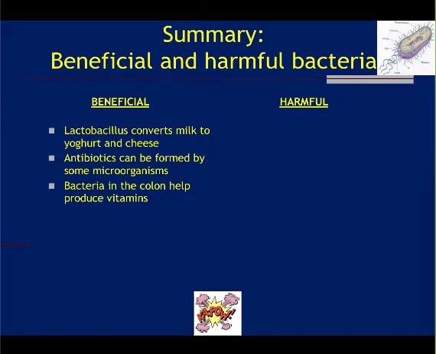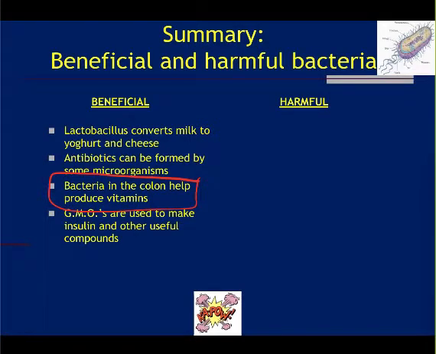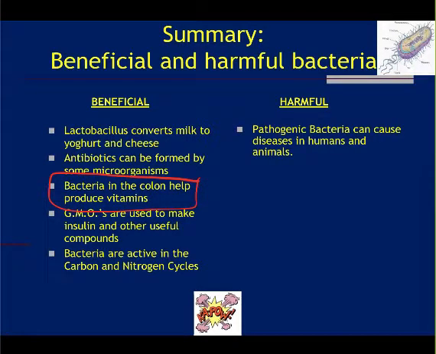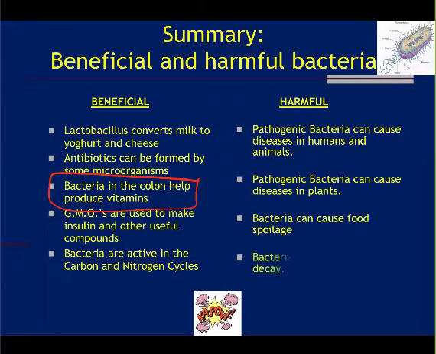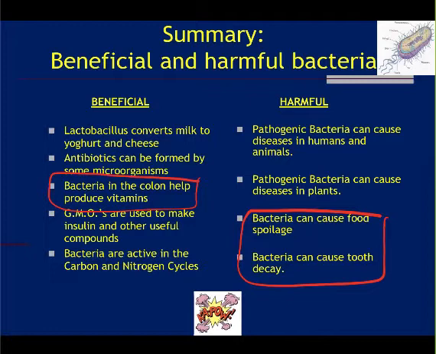We have this from when we did digestion, the fact that the bacteria in our colon produce B vitamins for us. We use genetically modified organisms to make insulin. And we have the bacteria in your carbon and your nitrogen cycle. For the harmful, it's usually anything that's going to make you sick in some way. So pathogenic bacteria in humans, in animals, in plants. They cause food spoilage, tooth decay. So sometimes these are the most common ones.